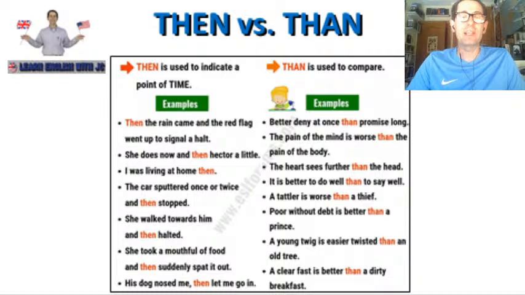Totally true. And the last one is a clear fast is better than a dirty breakfast. I agree with that one, yes. It is better to fast than to have a dirty breakfast. So, yes, it depends on what you're going to eat.